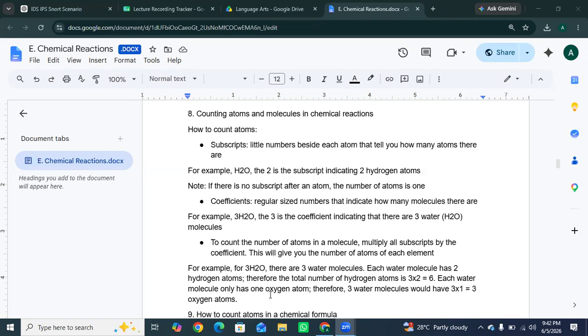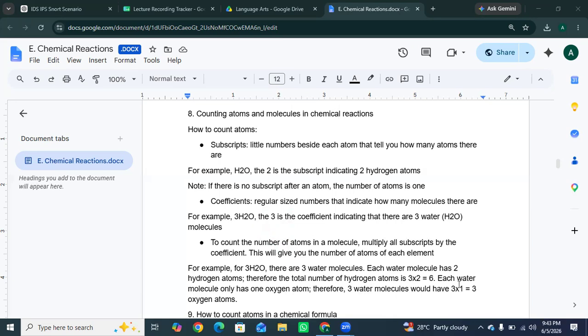For example, 3H2O. The correct way to write this is 3H2O, where 2 represents the subscript and 3 is the coefficient. The correct way to write a chemical formula is this. So, for example, in 3H2O, there are 3 water molecules.